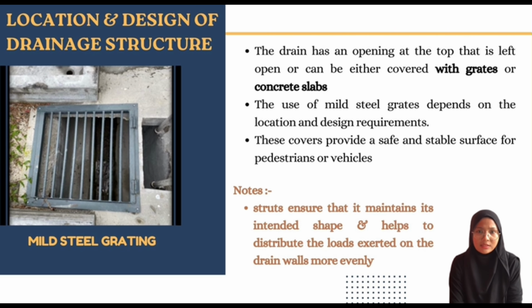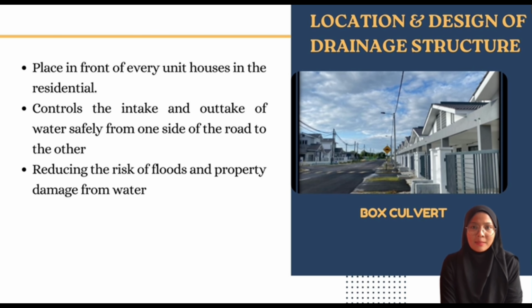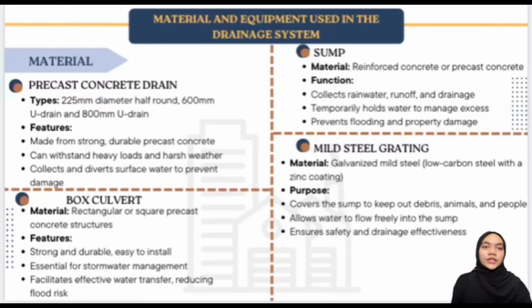The water collected in the drain is then directed towards an outfall, such as a larger drainage system or natural water body. Besides, a box culvert is placed in front of every unit house in the residential area. It functions to control the intake and outtake of water by safely moving water from one side of the road to the other without harming the road or causing erosion, and this helps to reduce the risk of floods and damage to the property. After that, we go to the material and equipment used in the drainage system for this project.